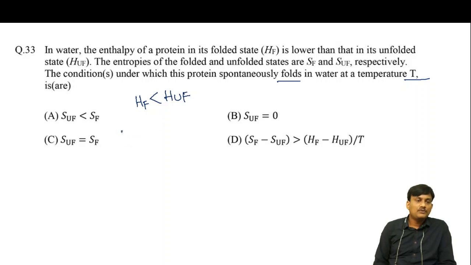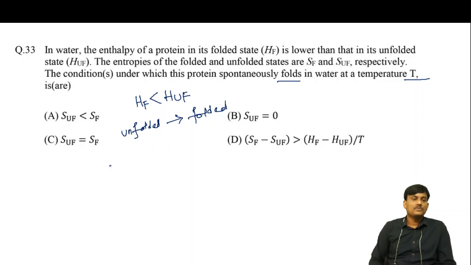Conversion of unfolded state to folded. Conversion of unfolded protein to folded protein. Then what is delta H? Delta H is equal to enthalpy of folded state minus enthalpy of unfolded state, HF minus HUF. Here HF is less than HUF. So what is the value? You will get a negative value. Delta H is negative. It's exothermic.